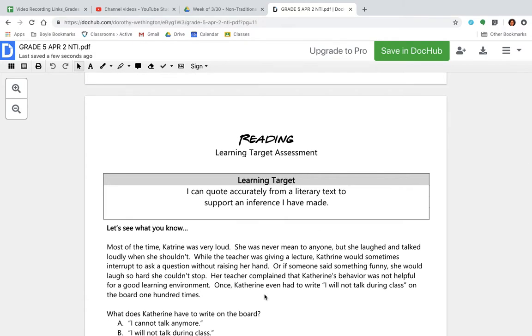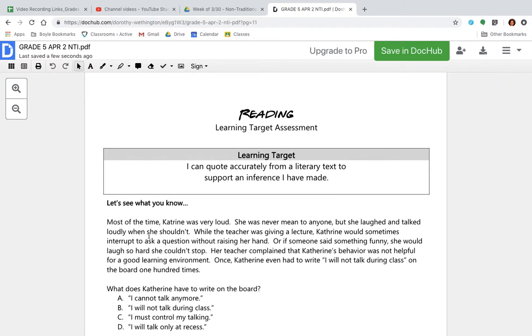Let's see what you know. Most of the time, Catherine was very loud. She was never mean to anyone, but she laughed and talked loudly when she shouldn't. While the teacher was giving a lecture, Catherine would sometimes interrupt to ask a question without raising her hand. Or if someone said something funny, she would laugh so hard she couldn't stop. Her teacher complained that Catherine's behavior was not helpful for a good learning environment. Once, Catherine even had to write "I will not talk during class" on the board 100 times.